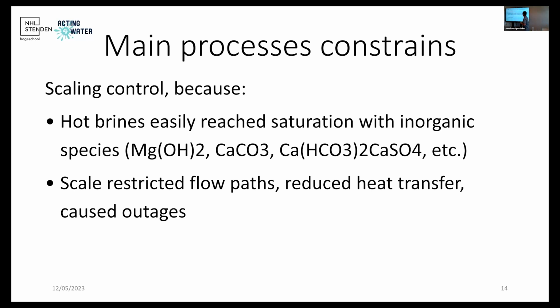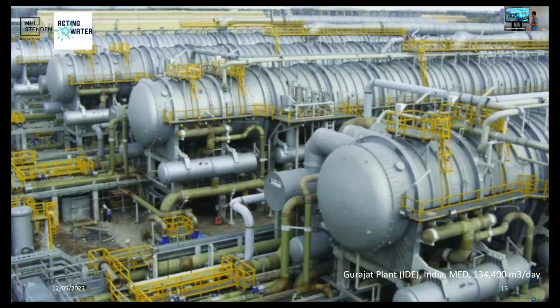Well, some process constraints. Scaling control, because hot brines easily reach saturation with inorganic species. We discussed that last time. Salt water has in its composition a majority of sodium chloride, but you have a very large fraction of calcium, magnesium, and also the sulfate part. These are mainly the cause of scaling in these desalination plants. And scaling restricts the flow path, as we said, in the tube bundle. If salts grow on the surface of the pipes, you can restrict the flow path and compromise not only your heat transfer, but the whole flow of your condensate.